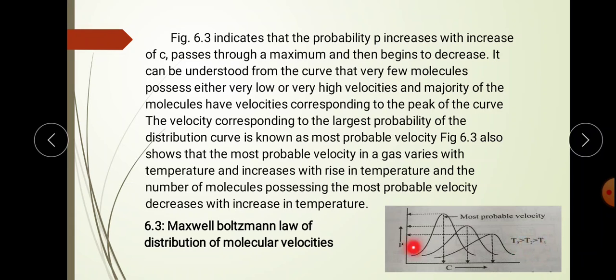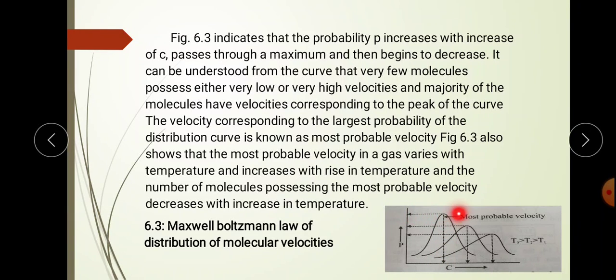So when we are talking about the T1 temperature, this is the range of most probable velocity. But the velocity of most probable molecules is low as compared to that of T2 and as compared to that of T3. Means at a higher temperature, the most probable velocity, the velocity of the maximum molecules, is high as compared to T2 as compared to T1. But the probability of molecules to be found at that most probable velocity is higher for T1.